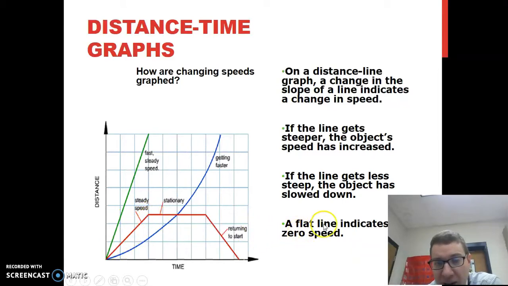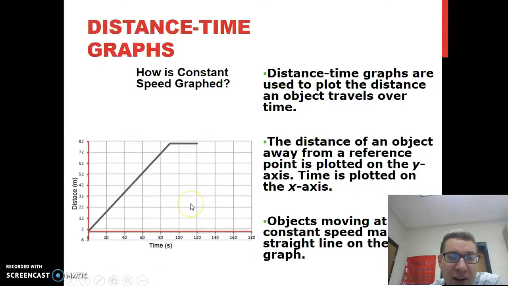And a flat line indicates zero speed. So this line is flat, it's 0. It's not moving at all. If you go back to the last one, nice steady speed, but this one we're not moving at all. So as time's going by, we've stayed at 78 meters, looks like.